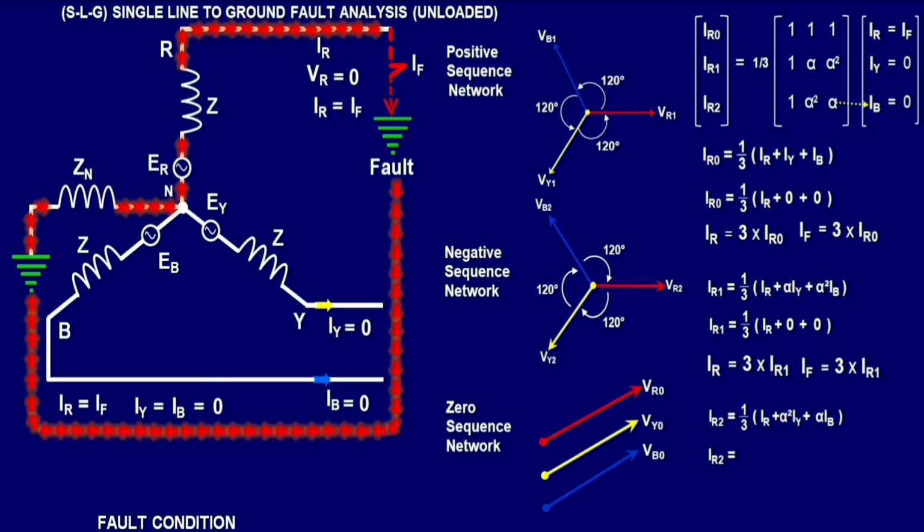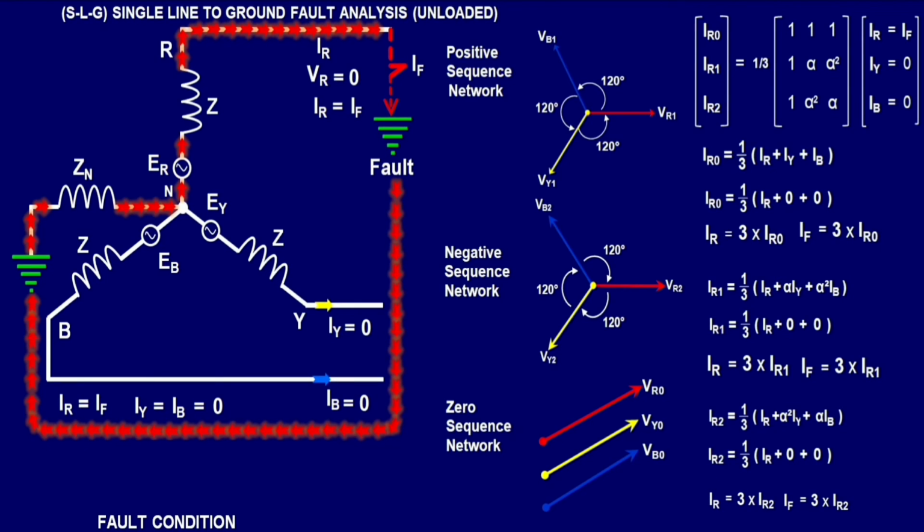IR2 equals 1 by 3 times 1 times IR plus alpha square times IY plus alpha times IB. Just put IR plus 0, since IY equals 0, alpha square times IY equals 0, plus alpha times 0 plus 0. Let us simplify: IR equals 3 times IR2. Since IR equals IF, IF equals 3 times IR2.